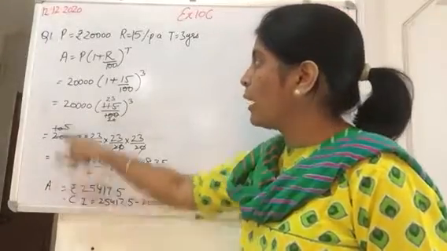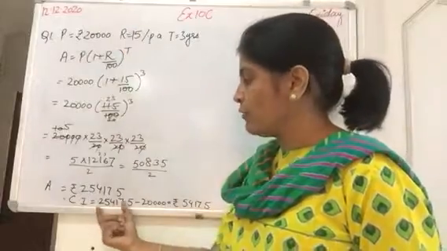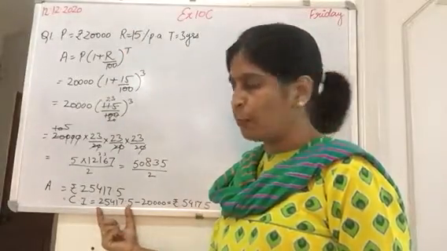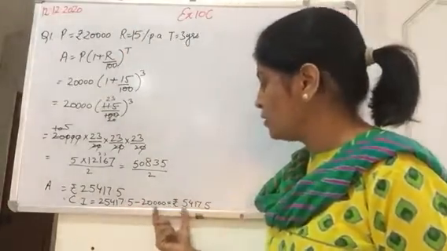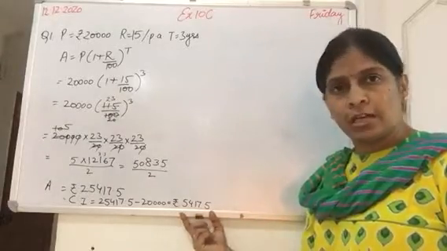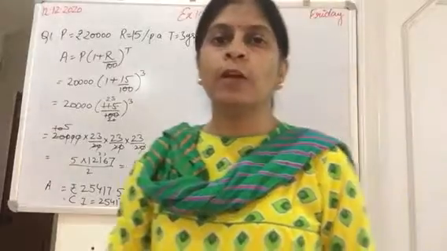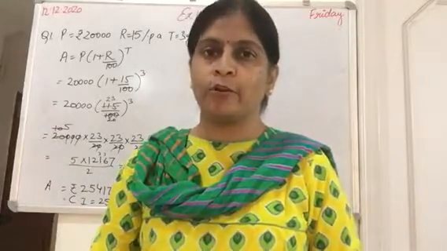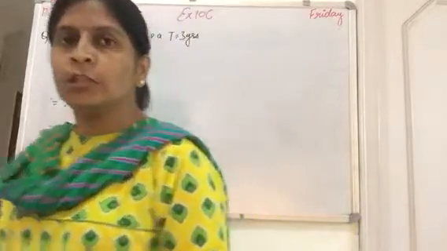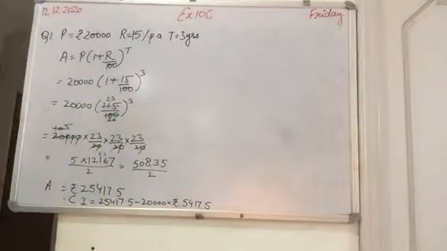So amount minus principal. So 25,417.5 minus 20,000. So this will be the answer of it. Clear, all of you? Now questions 1, 2, 3, 4 are the same, so you do them by yourself. Now let me do the fifth question.